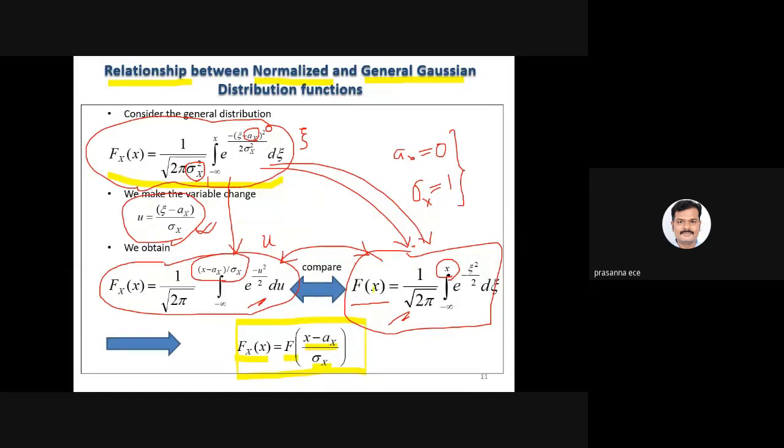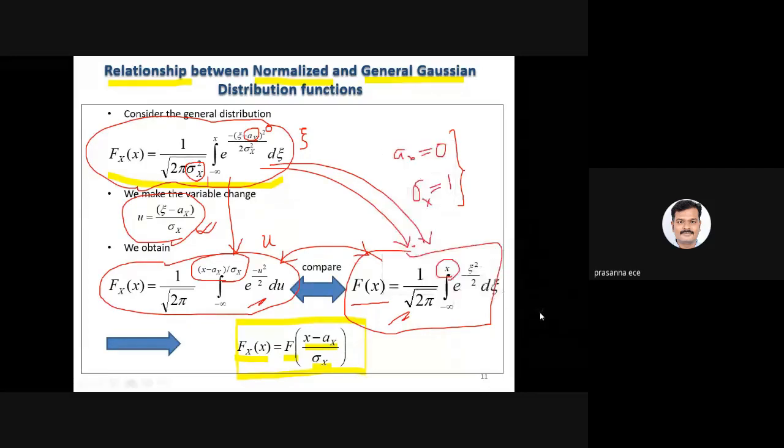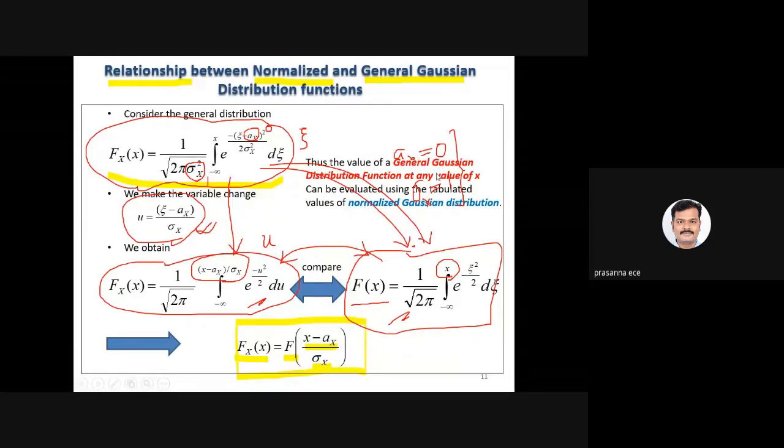Now we'll see how to use this concept in calculating probabilities. Again, we'll take the help of the table to calculate these probabilities. We'll see in the next slide what kind of problems we'll be encountering while calculating probabilities. I just summarized: the value of a general Gaussian distribution function at any value of x can be evaluated using the tabulated values of the normalized Gaussian distribution.